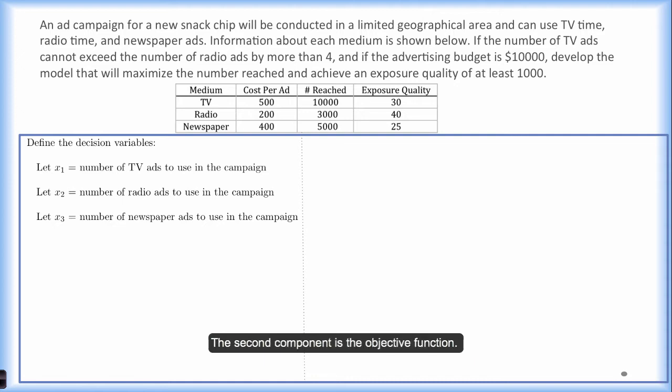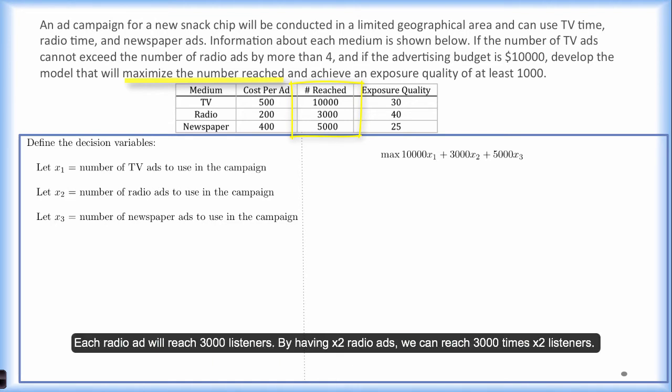The second component is the objective function. The objective is to maximize the number reached. Take a look at the third column of the table. We can see that each TV ad will reach 10,000 viewers. By having x1 TV ads, we can reach 10,000 times x1 viewers. Each radio ad will reach 3,000 listeners. By having x2 radio ads, we can reach 3,000 times x2 listeners.